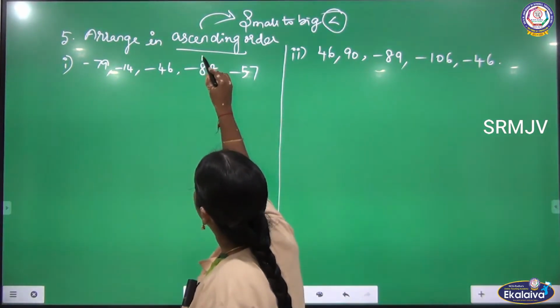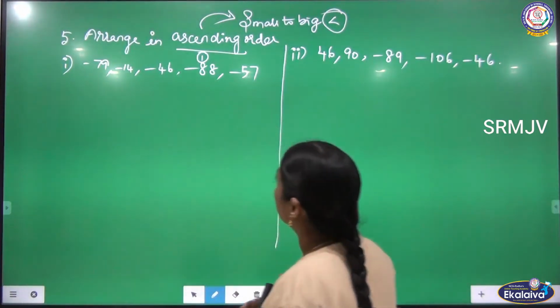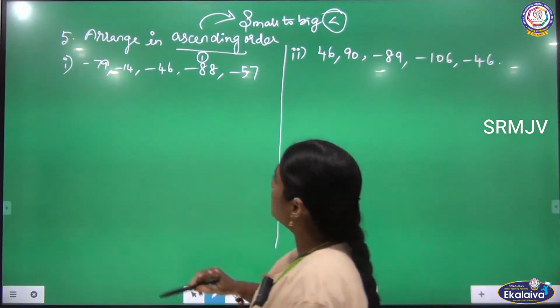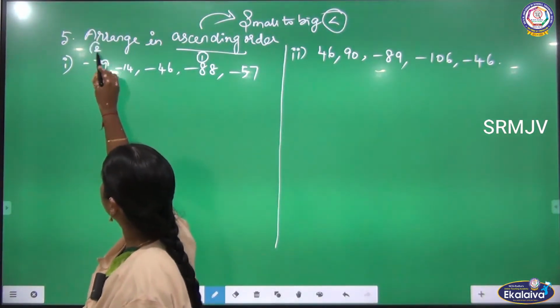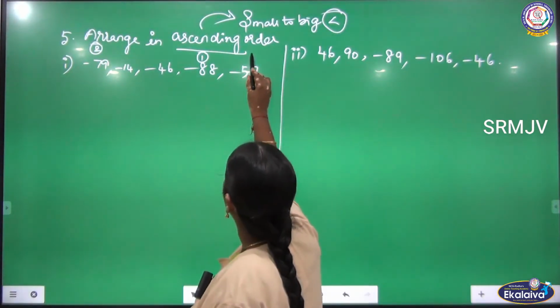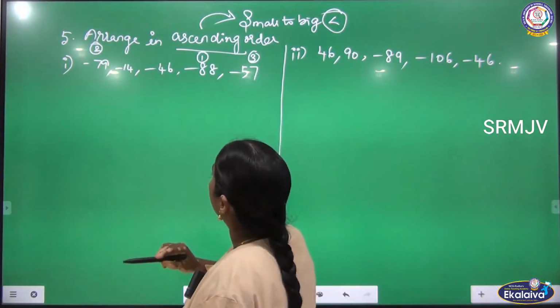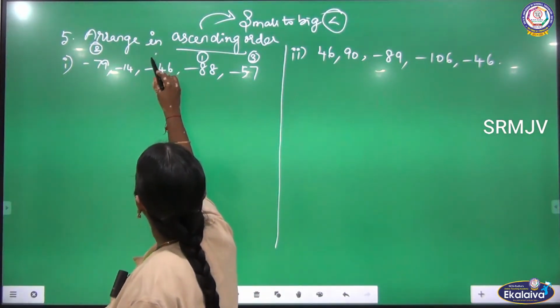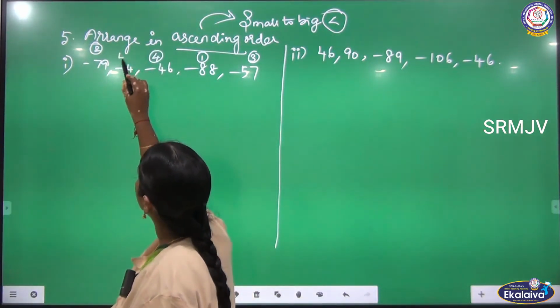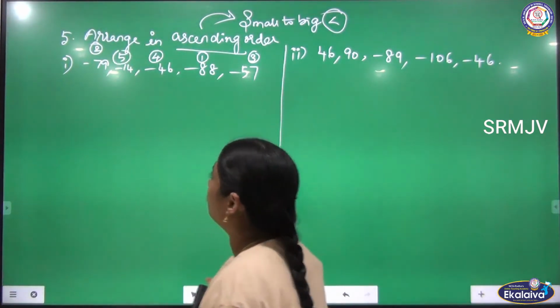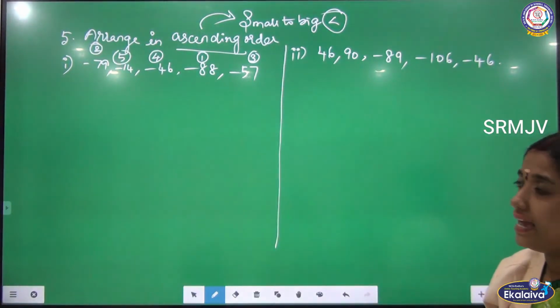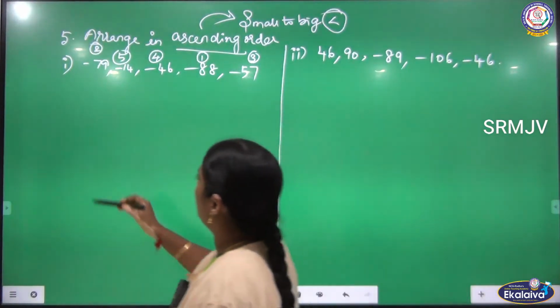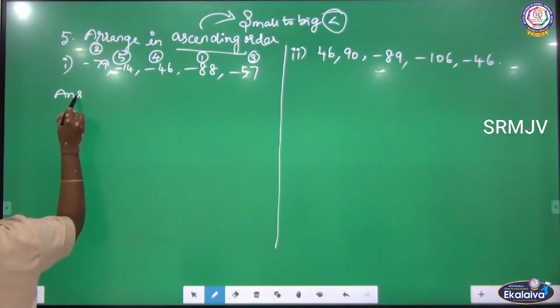Minus 88 is the smallest, and the second one is minus 79, and third one is minus 57, and fourth one is minus 46, and the fifth one is minus 14. Is it clear? I arrange from small to big. Now I am going to write the answer.